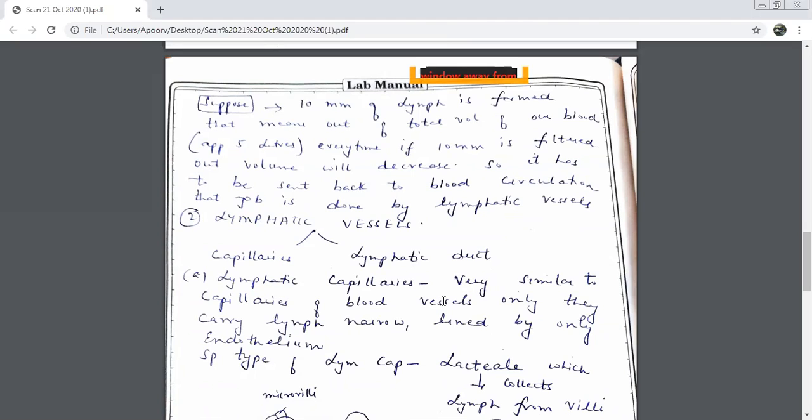Remember, there are two main features of lymph capillaries. They are very narrow and they're lined by a single layer of endothelium. Only one layer. We have already done this earlier also. Squamous epithelium layer, that is a single layer it is there. So what are the two characteristic features of capillaries? They are very narrow and they're lined by only one membrane.